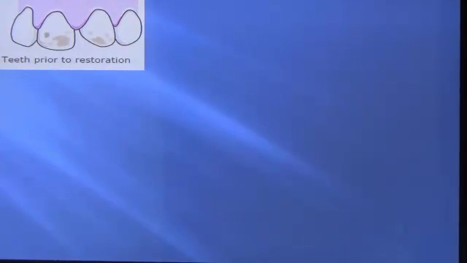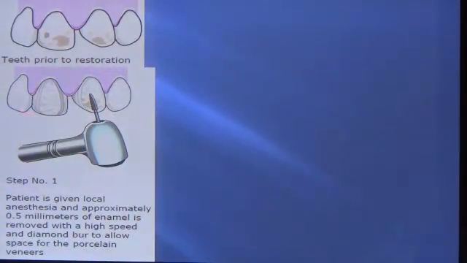I think this is in your book. You know, if you've got a chip or staining, again, you roughen it up, modify it a little bit. You do have to remove about 0.5 millimeter of enamel from the face.